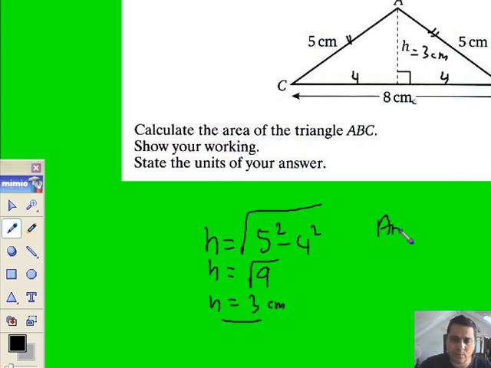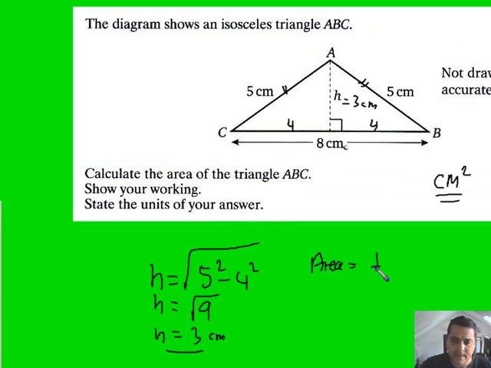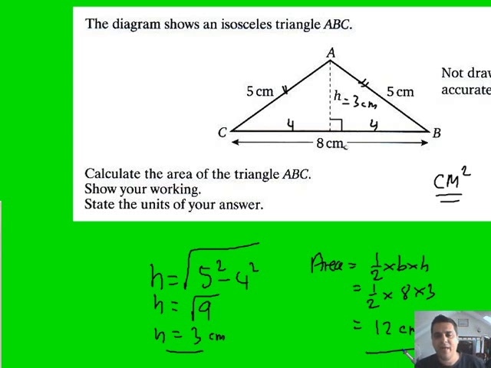What's the area of the triangle? Well, here it is, very basic. It's going to be half times the base times the height, which is a half of 8 times 3. Half of 24 is going to be 12 centimeters squared. And that is it. That's quite a cute little grade C question.